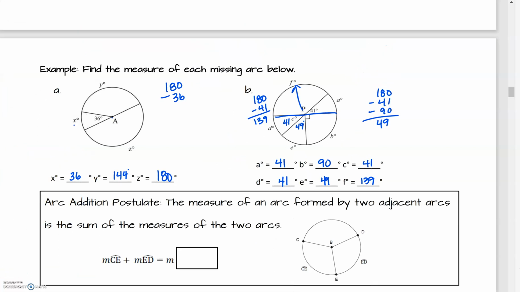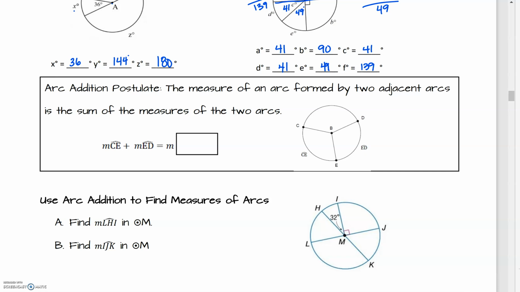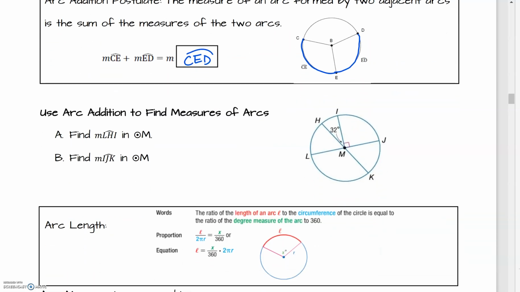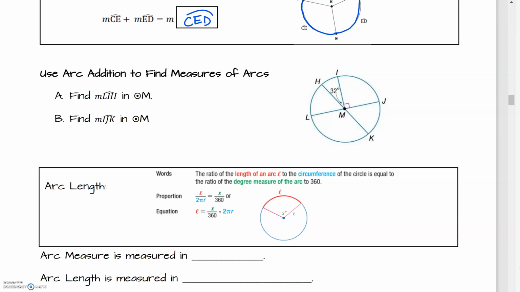So we can actually add arcs together that are adjacent to each other. So for example, we could add CE and we could add ED, and it would be arc CD, or CED if you want to use all three letters there, because it is a major arc. But we get that entire arc when we add the two smaller arcs.